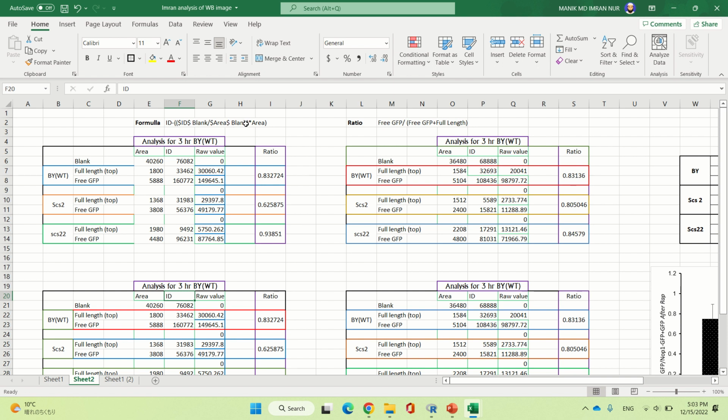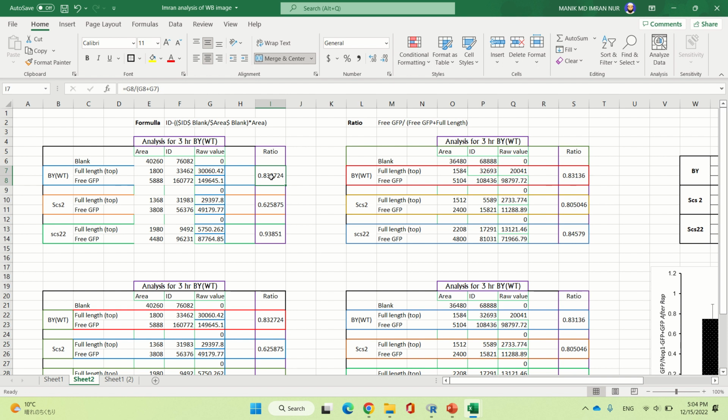Is my formula okay or not? Integrated density minus integrated density of the blank divided by area of the blank, then bracket close, multiplied by area. And the ratio is free GFP divided by free GFP plus full length. Yes. So there is no PGK. Yes, there is no PGK.